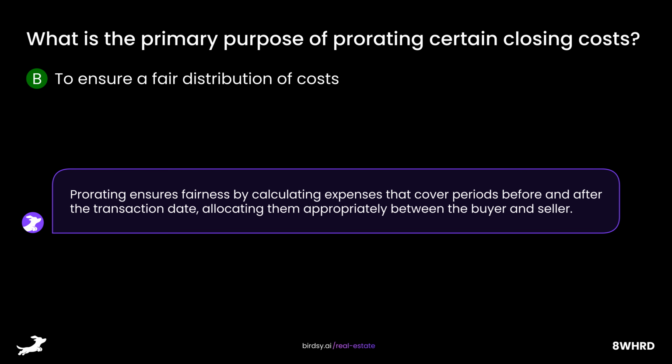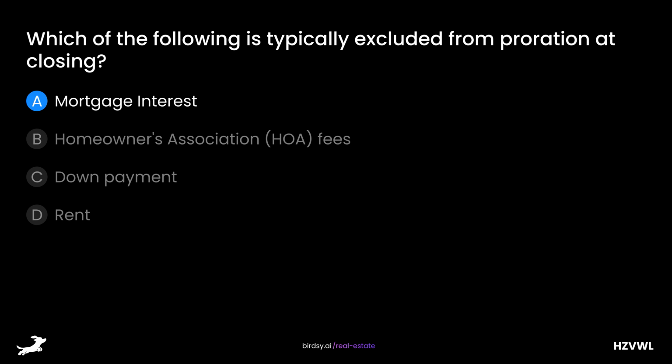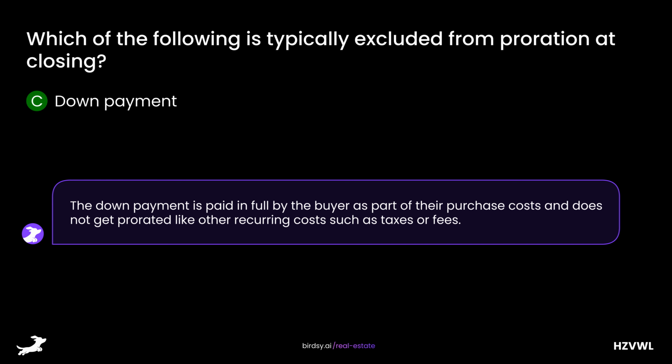buyer and seller. Which of the following is typically excluded from proration at closing? Is it A, mortgage interest, B, homeowners association fees, C, down payment, or D, rent? The answer is C, down payment. The down payment is paid in full by the buyer as part of their purchase costs and does not get prorated like other recurring costs such as taxes or fees.